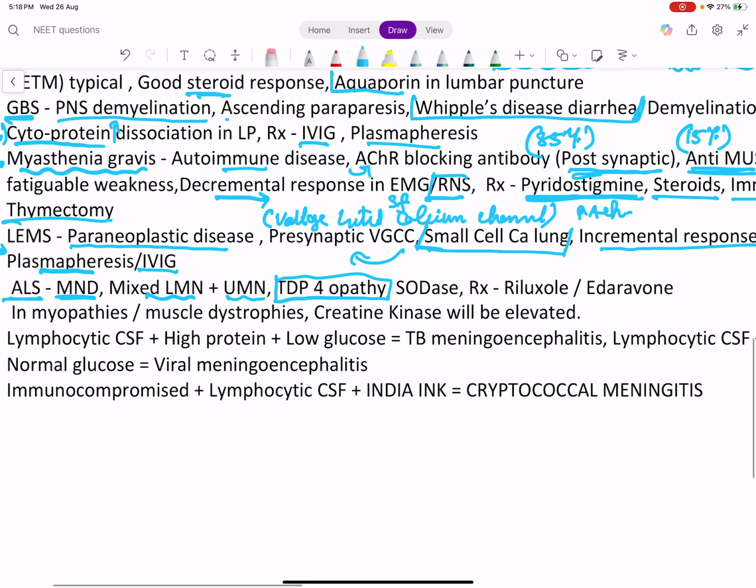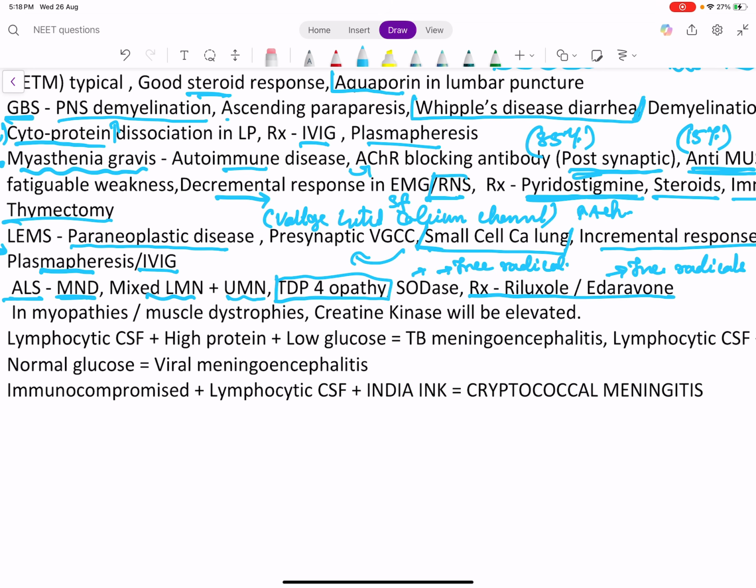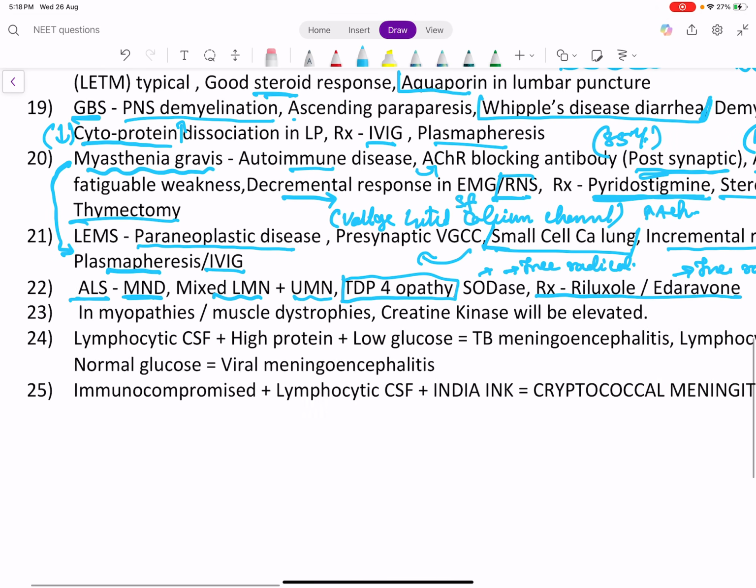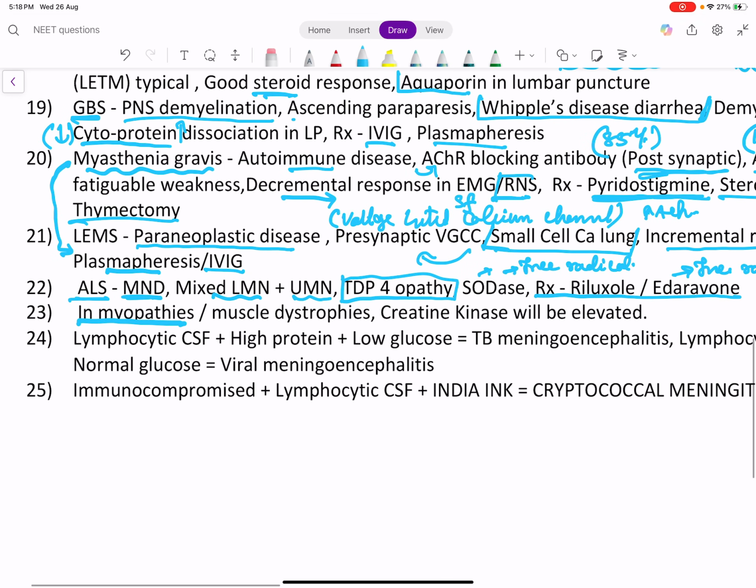Here there is a deficiency of superoxide dismutase enzyme. So free radicals get accumulated which damages the nerve. So the treatment here is riluzole and edaravone. They are basically free radical scavengers. So they scavenge the free radicals and prevent the nerve injury. Now next is myopathy, muscle dystrophies, creatine kinase will be elevated.